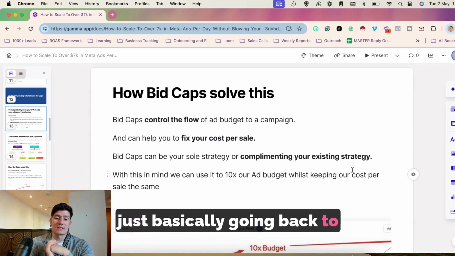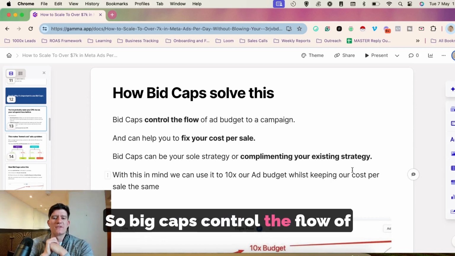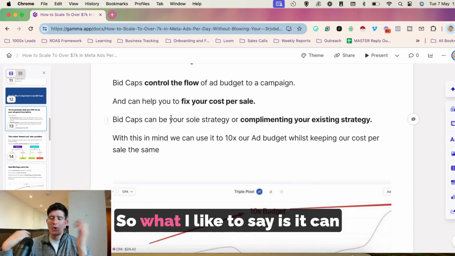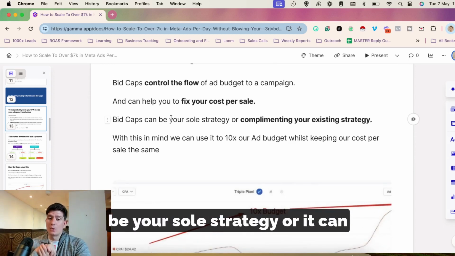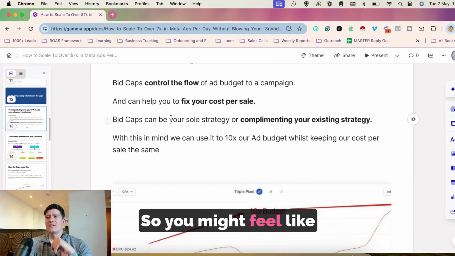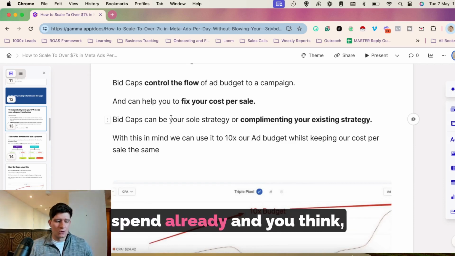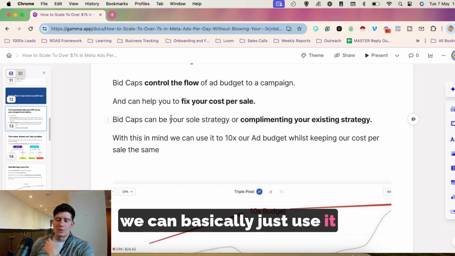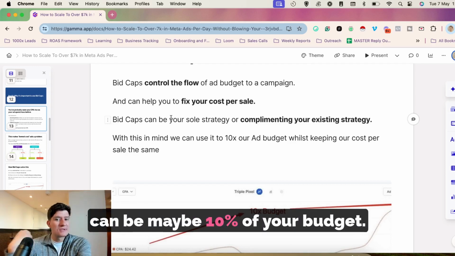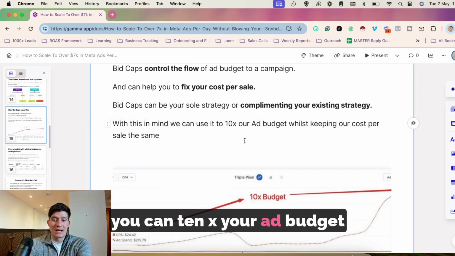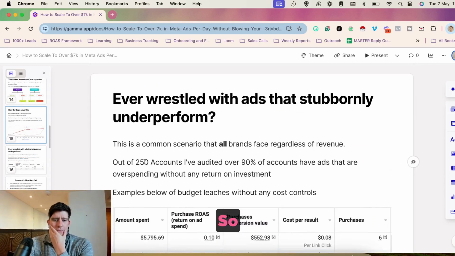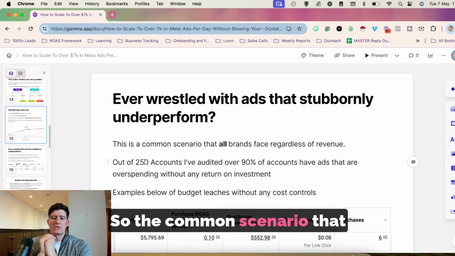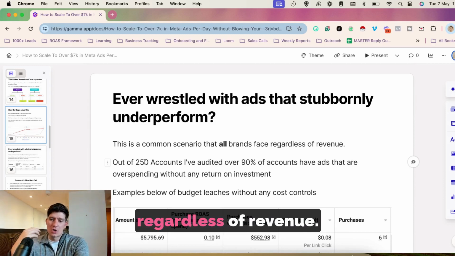So just going back to this, how it solves it. Bid caps control the flow of ad budget to a campaign, and it can help you to fix your cost per sale. What I like to say is it can be your sole strategy, or it can complement your existing strategy. You might feel super intimidated. You might be running a lot of spend already, and you think, right, I can't just convert that strictly. We can just use it with a similar strategy, and it can be maybe 10% of your budget. So with this in mind, you can 10x your ad budget whilst keeping your cost per sale the same. This is probably a scenario that you've seen if you've run any volume with ads, the common scenario that all brands face regardless of revenue.